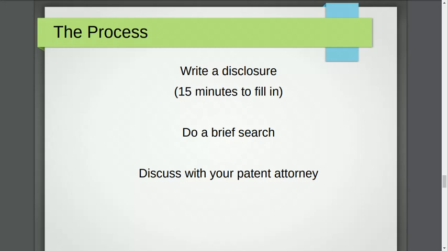On the other hand, if you're a pro se inventor, that means that you're prosecuting the invention yourself. Then you probably have to do your search yourself as well, because you can't afford to pay for one, in which case you do have to start digging into patents. And then finally, if you're in a company or if you can afford one, you'll discuss with your patent attorney how to take the disclosure and turn it into a patent application.